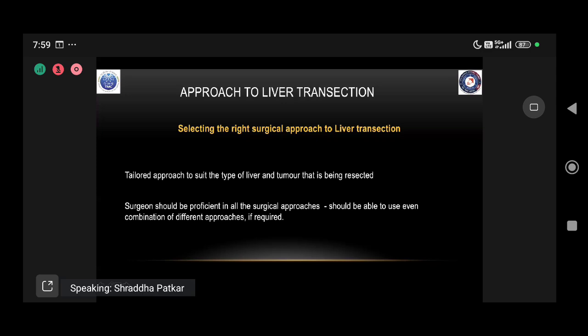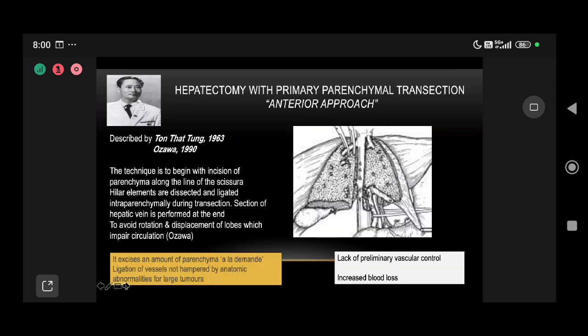So, what I would now allude to is how do you select your approach to liver transection? Now you've known the theory, you've known the anatomy, you have identified, you have all the gadgets, but this is also something which is important. There are various surgical techniques which are described. Each has its own advantages and disadvantages. It essentially is based on the type of liver tumor, the location, and sometimes we may need to use a combination of these depending on what kind of tumor we are dealing with.